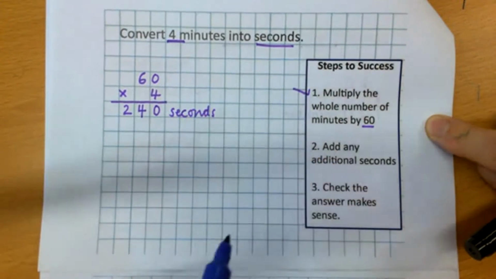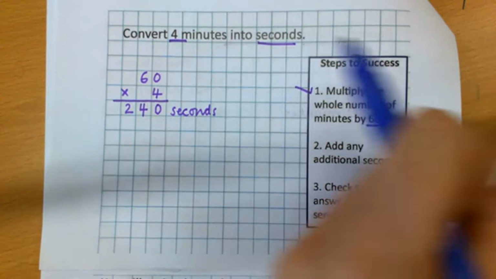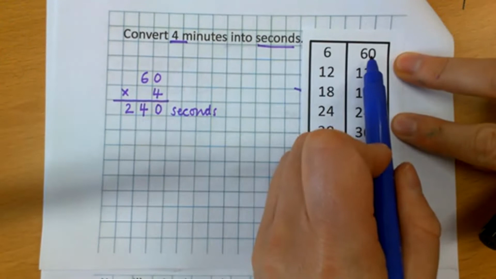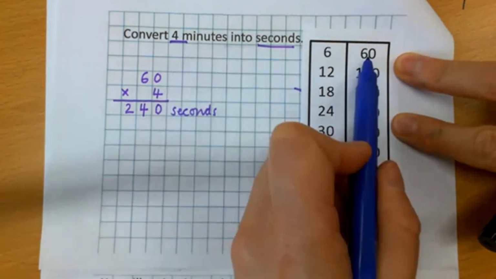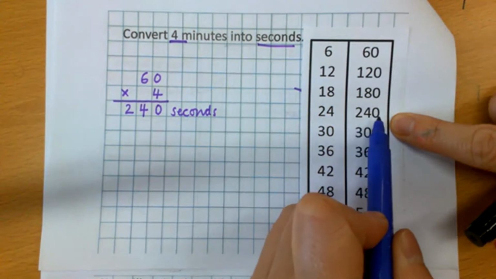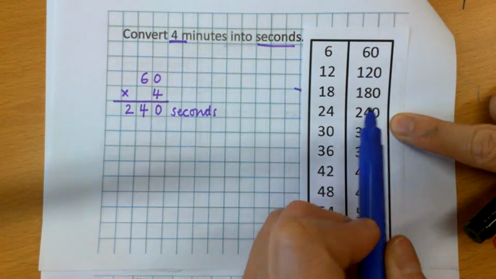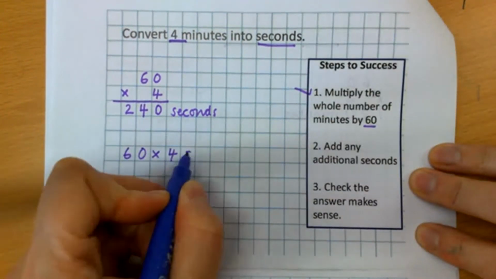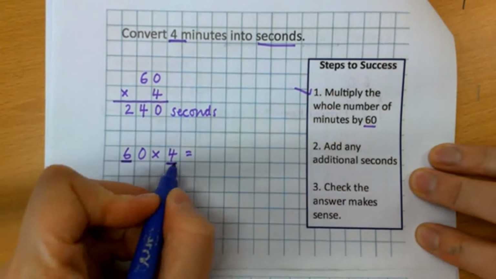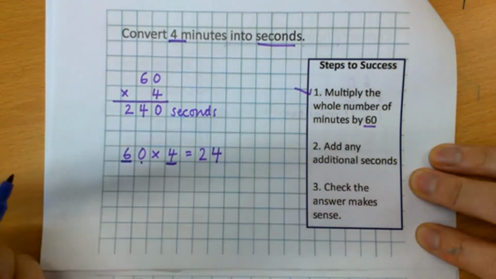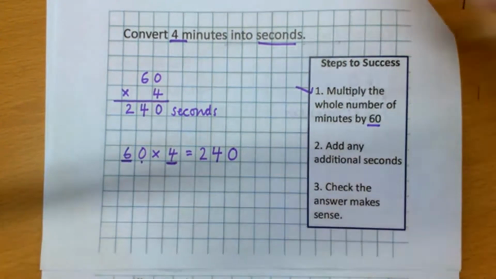I don't have any more additional seconds, but I can check now. If 1 minute is 60 seconds and I have 4, let me count. 1, 2, 3, 4. That's 240 seconds. Another way of doing it is 60 times 4 equals, and I can take these two numbers, 6 times 4. I know that 6 times 4 is 24, and then I can place the 0 at the end. So that's another cheat way of doing it.